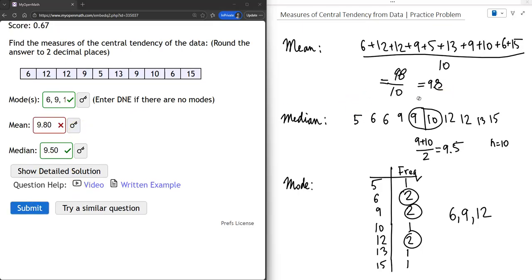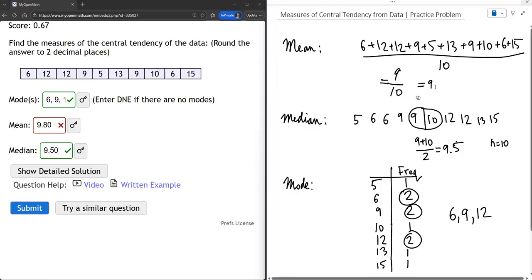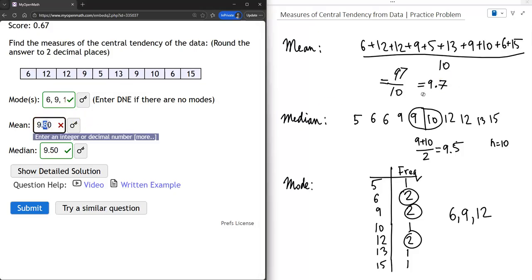All right, I'm just going to go grab a calculator and add 6 plus 12 plus 12 plus 9 plus 5 plus 13 plus 9 plus 10 plus 6 plus 15. What is that? Equal to 97. Okay. Looks like the correct answer is going to be, after all, 97 divided by 10, which is 9.7. So the lesson is don't do mental math when you have a calculator.